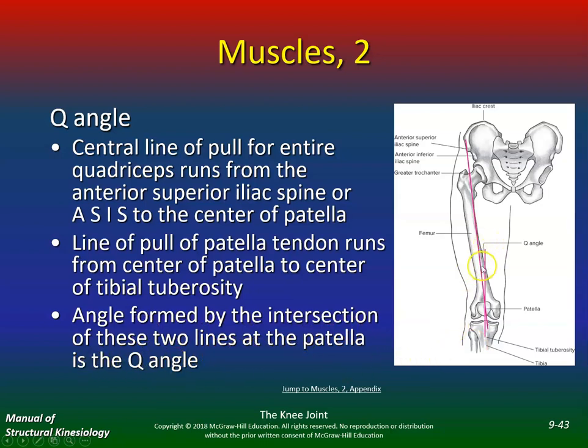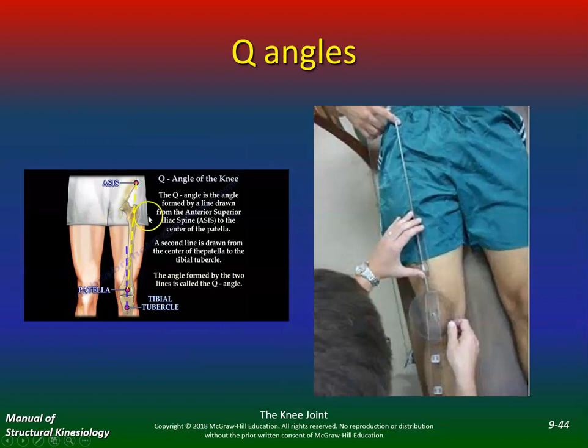So you see this Q angle right here? Now, the Q angle is the angle formed from the ASIS to the center of the patella. Okay, so this is how you would measure it.